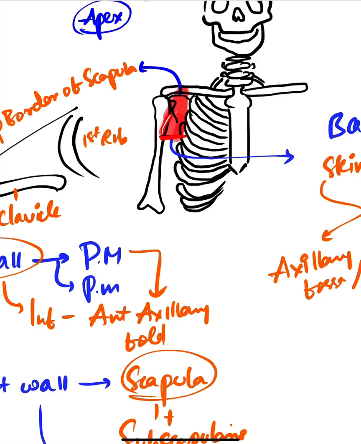First let's talk about the anterior wall. From here you get the pectoralis major muscle, and inside it you have the pectoralis minor muscle. These two, major and minor, form the anterior wall. At the very inferior aspect of the anterior wall, you have a fold-like structure formed by the pectoralis major muscle, and that is called the anterior axillary fold.